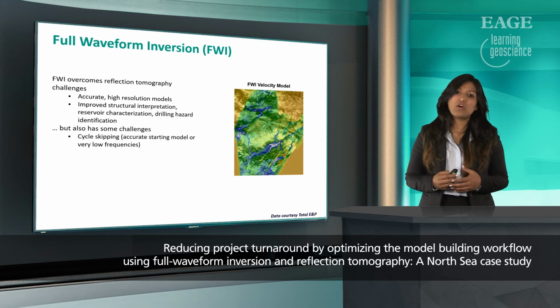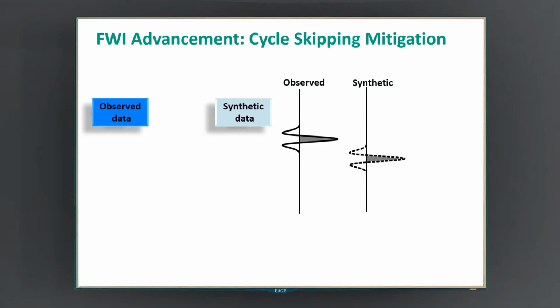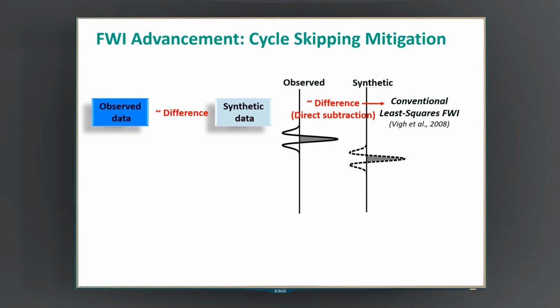However, conventional FWI also faces some challenges based on the quality of the starting model or the missing low frequencies in the data, and therefore is quite prone to cycle skipping when the initial model has large kinematic errors. So let's look at how to mitigate this problem. The conventional least-squares FWI will update the model based on the direct subtraction between the observed and the model dataset. So if the time difference between the two datasets is not within half the cycle, then we are essentially subtracting the wrong events and hence it is cycle skipped.